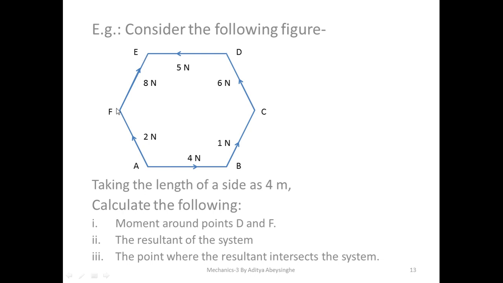My intention in this problem is to calculate, first of all, the moment around points D and F, and then the resultant of the whole system, and the point where the resultant intersects the system. The point where the resultant intersects the system can be found this way. So first of all, you need to find the moments around points D and F.